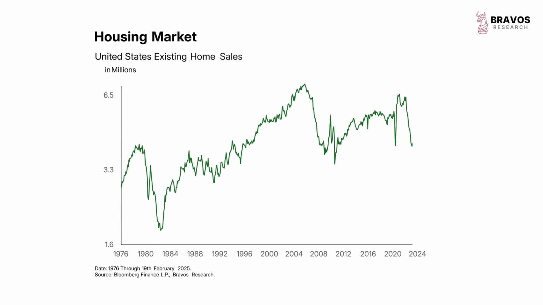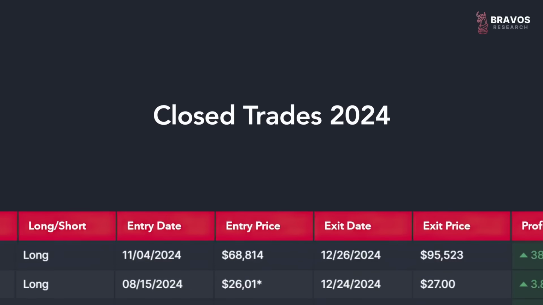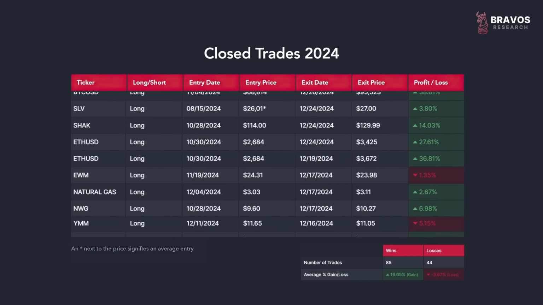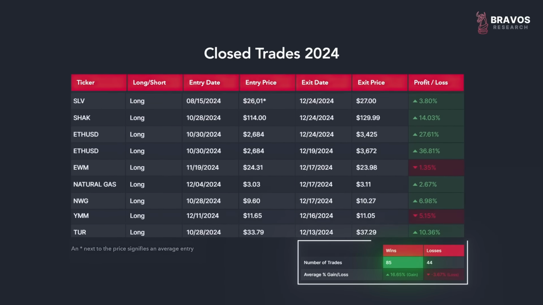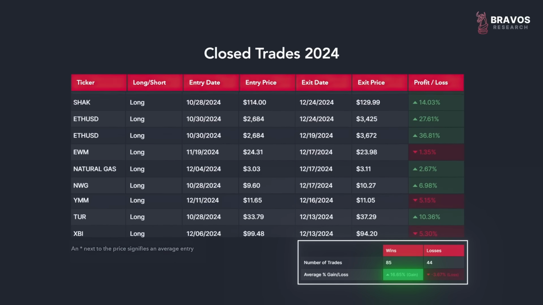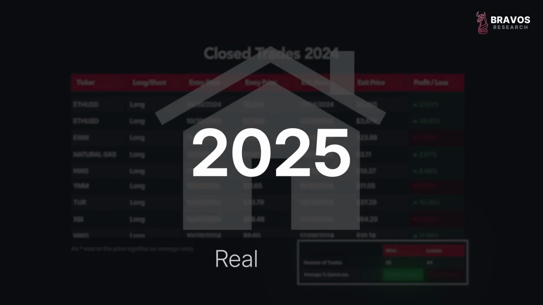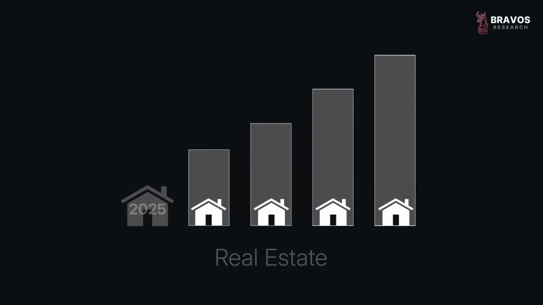This possible recovery in the housing market is something that we're looking to bet on at Bravos Research in 2025. We intend on getting exposure to this through real estate investment funds or REITs. While in 2024 we've benefited greatly from our trades on gold and US stocks, getting a total of 85 winning trades with an average profit of 16.65% gain per trade, we think 2025 will be the year where real estate potentially explodes higher, and we expect to have a lot of trades on the housing market this year.